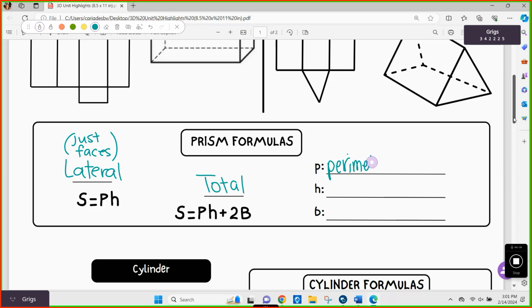So here's where we want to pay attention to the perimeter of the base. I said base, so not perimeter of the whole figure. I want to find the perimeter of the base.